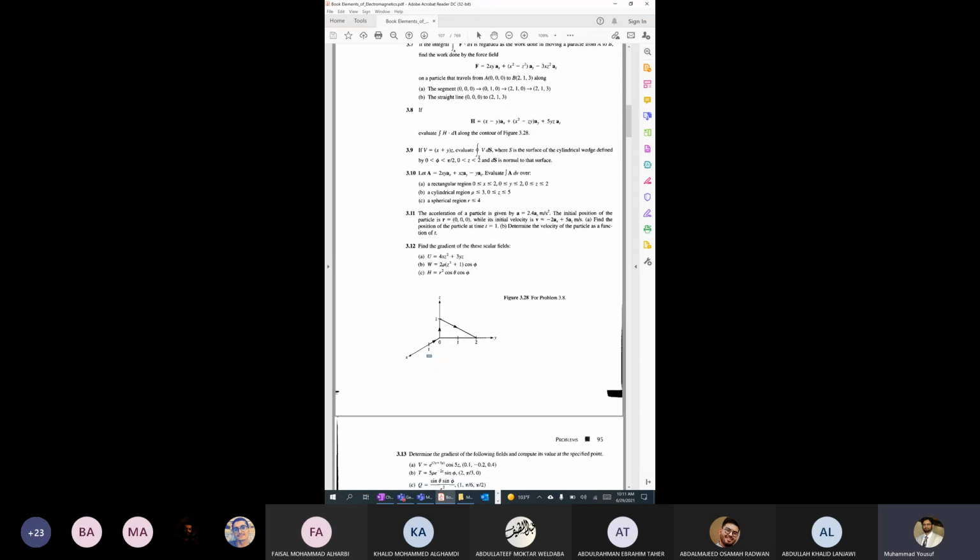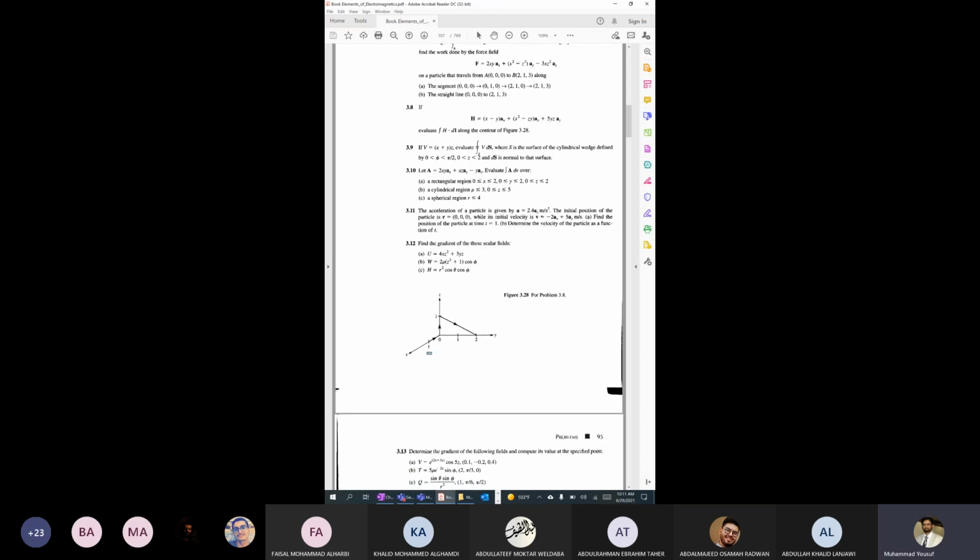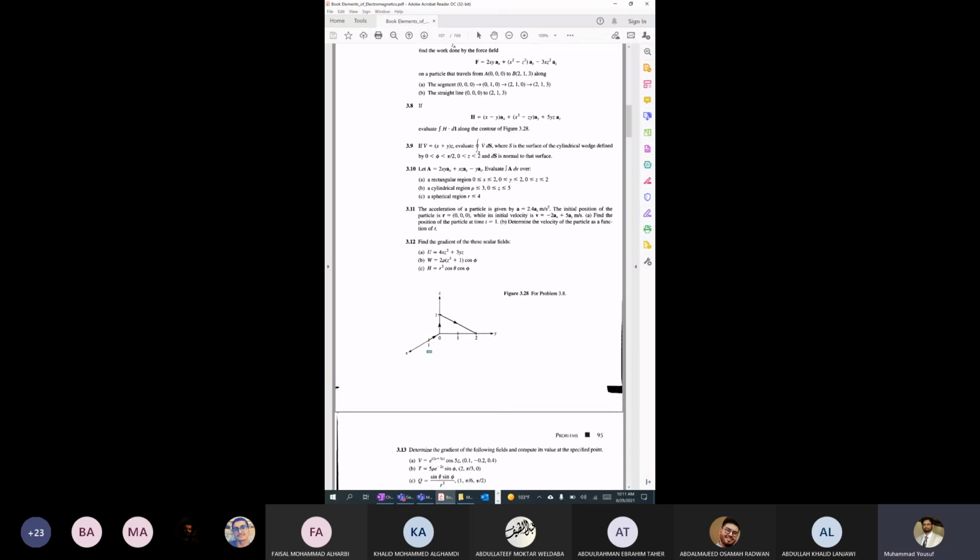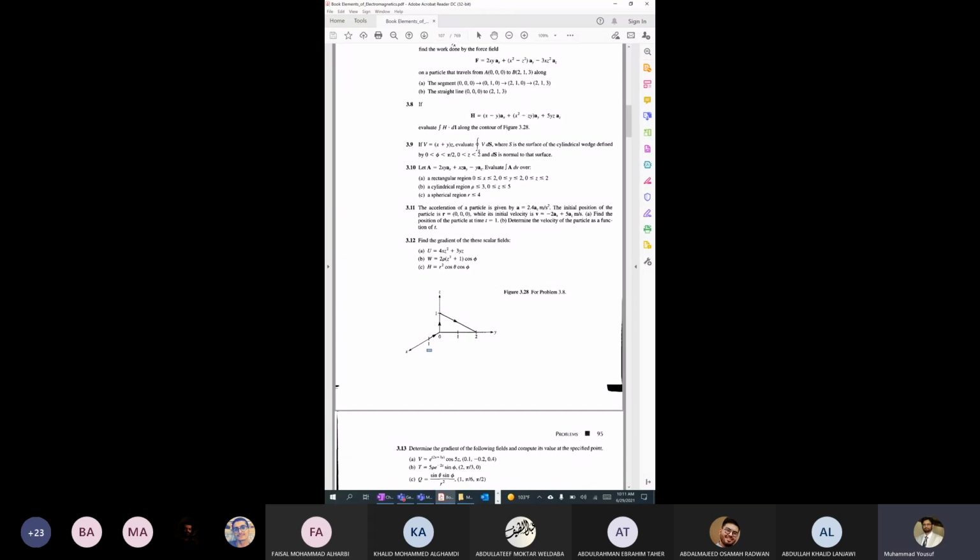Very similar to 3.7. Now what is 3.9? V is given here, and evaluate this V dot dS, where S is the surface of the cylindrical wedge defined by phi from 0 to pi over 2 and Z between 0 and 2. Z is from 0 to 2, phi is from 0 to pi over 2. Okay.